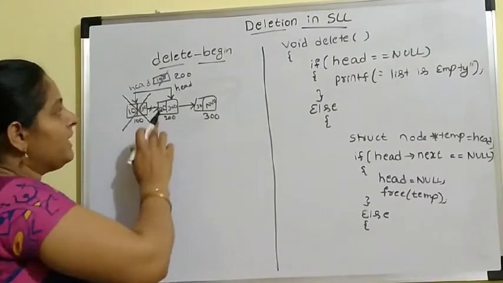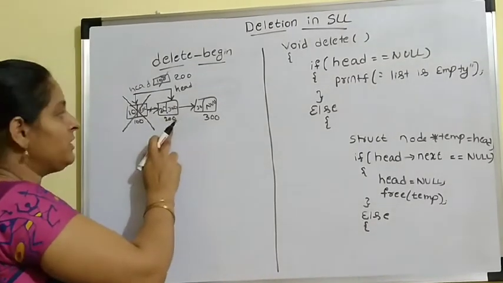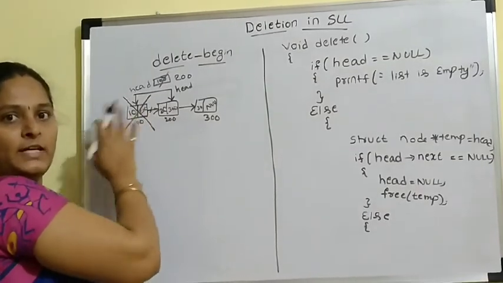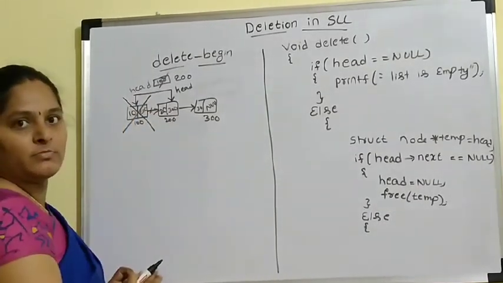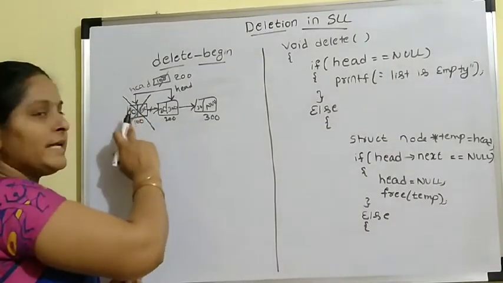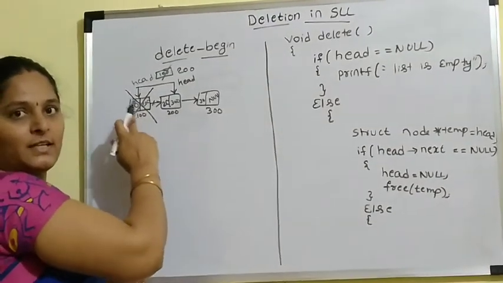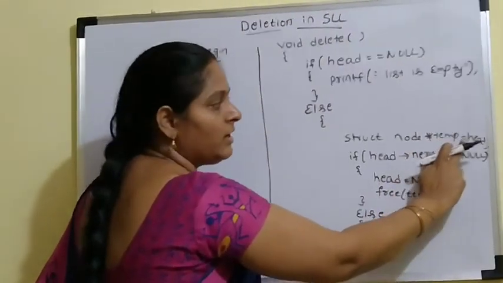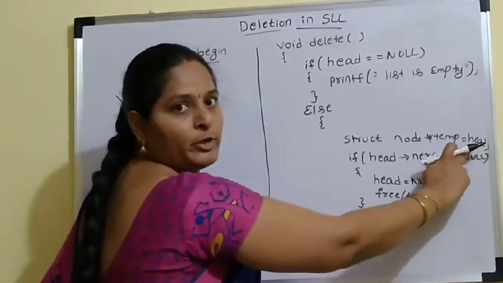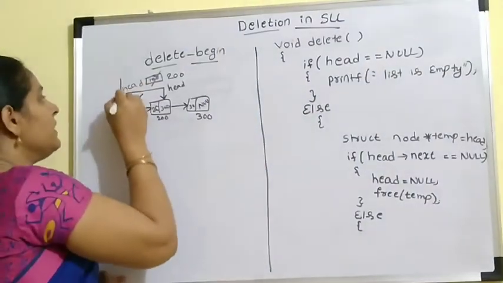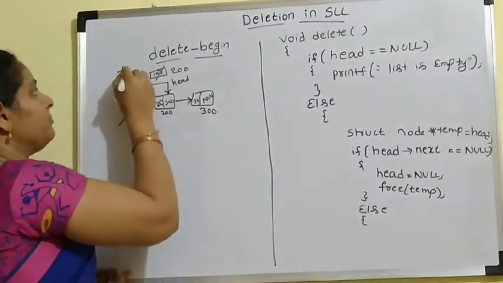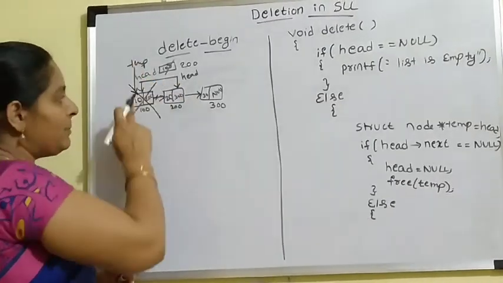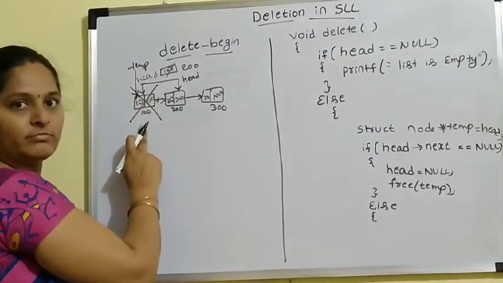But if you move the head pointer to the second position, this node will be left out of the list. But there is no name for this node to recognize it. That is the reason why what we need to do is take one temporary variable and assign the temporary variable to the head pointer. So here there will be a temp. Even if you move the head pointer to the next node, temp will point to the first node only.